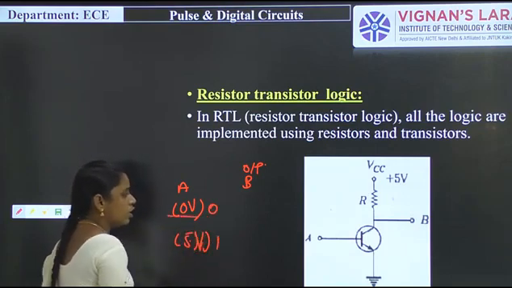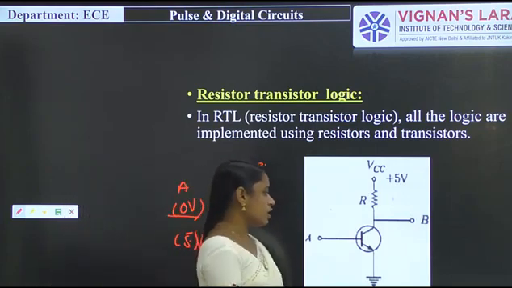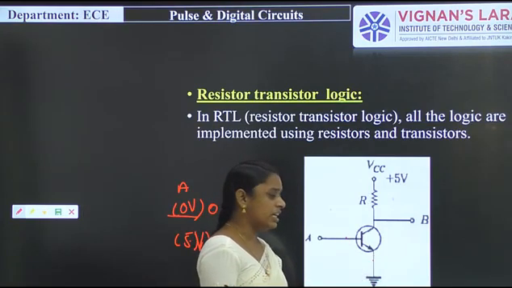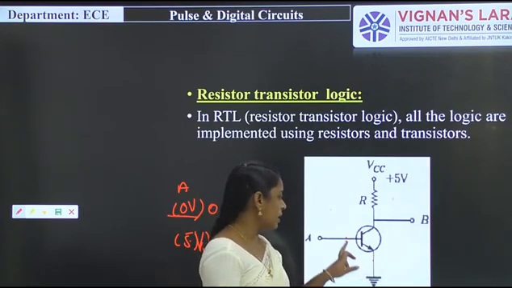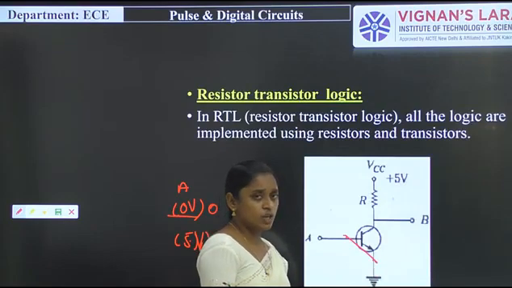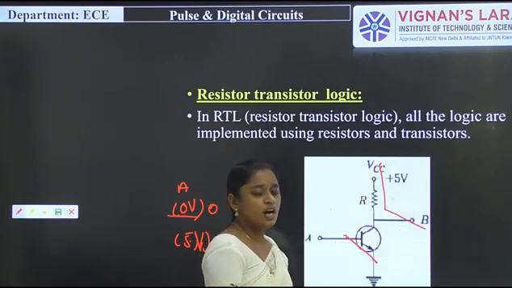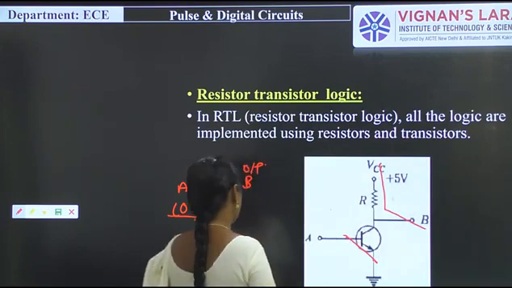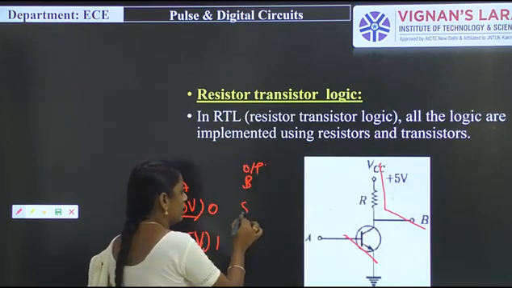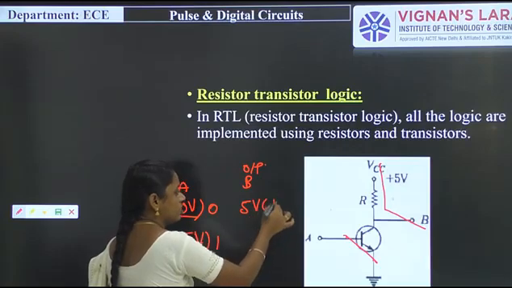First I am applying 0 volts to this transistor. When 0 volts is applied between base and emitter junction, what happens? The transistor is in off condition. When the transistor is off, the VCC voltage is produced at the output. That is, the output will be 5 volts, that is logic 1.